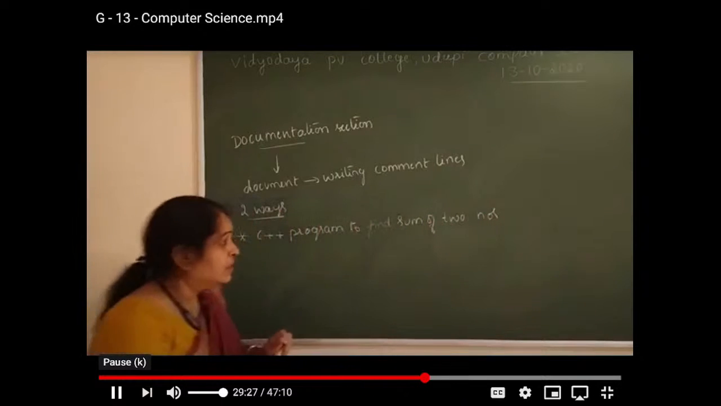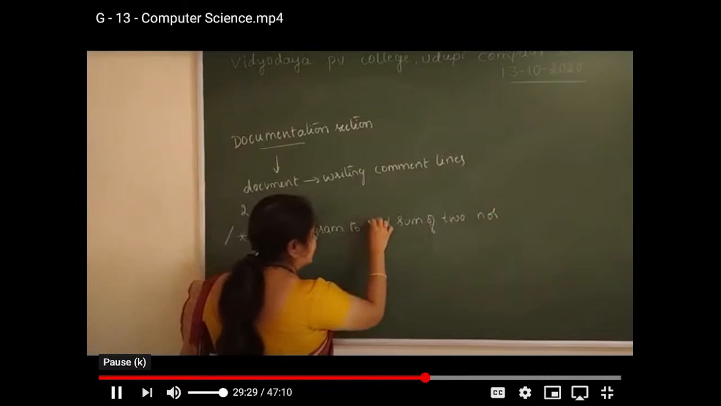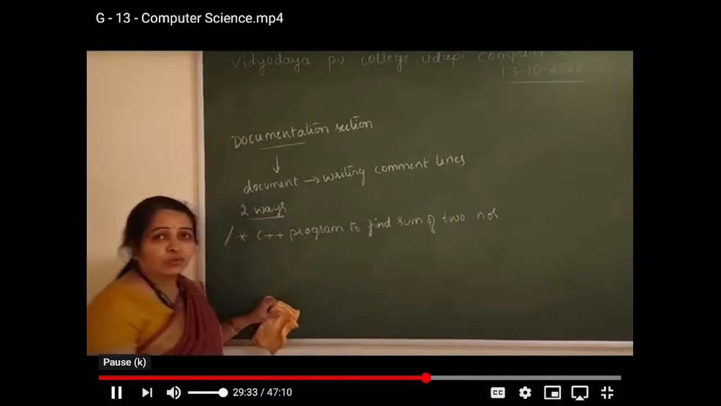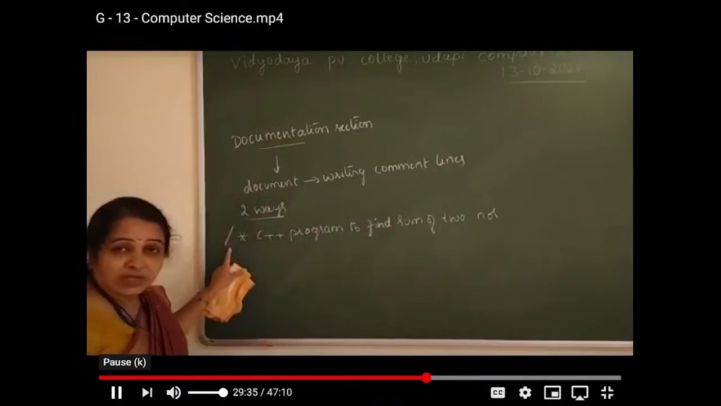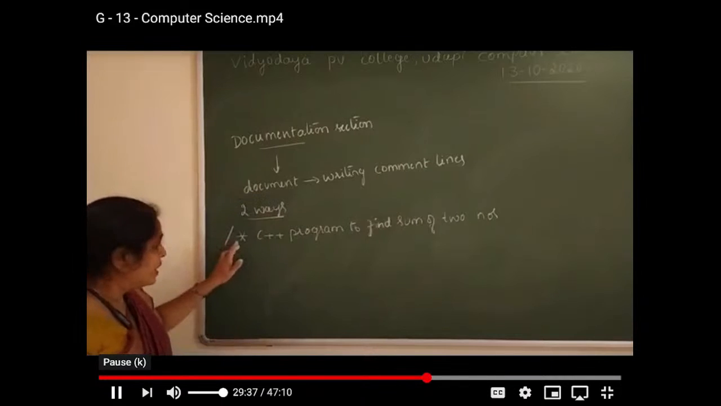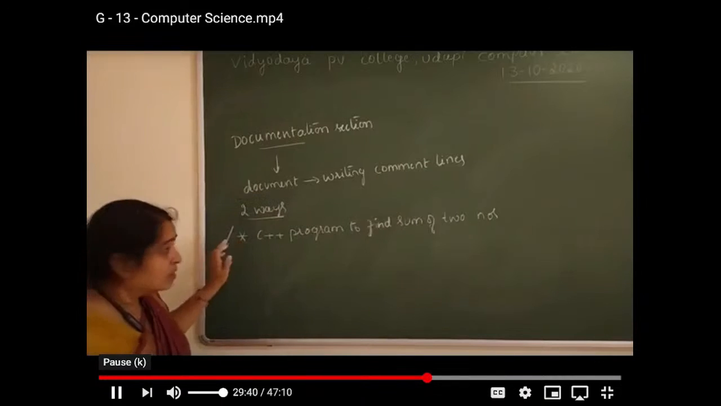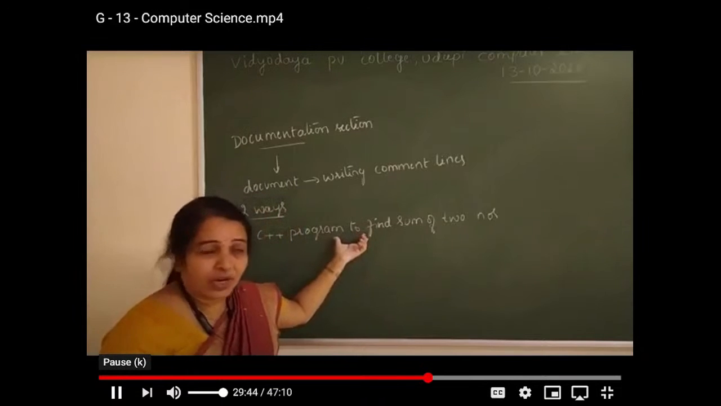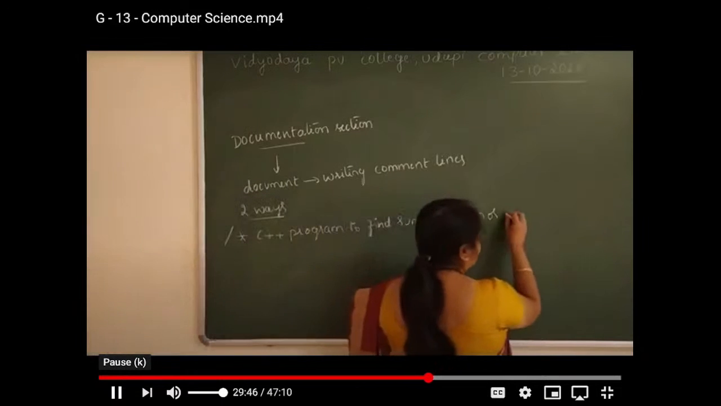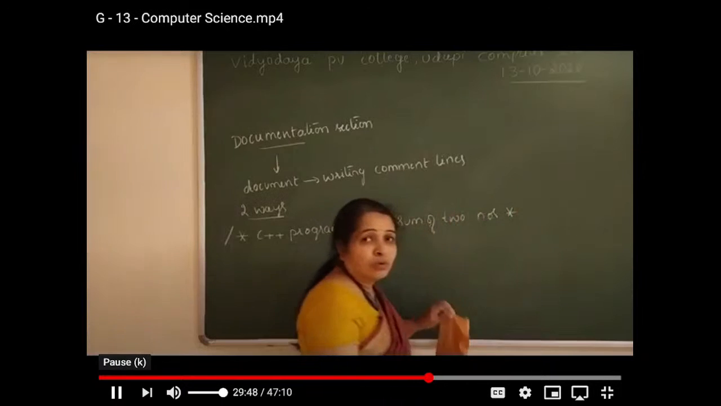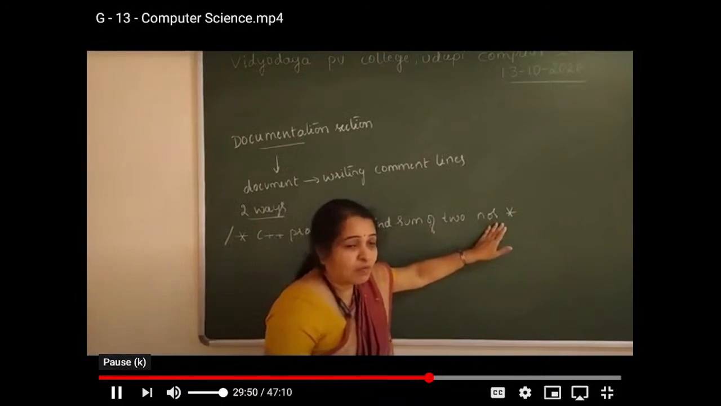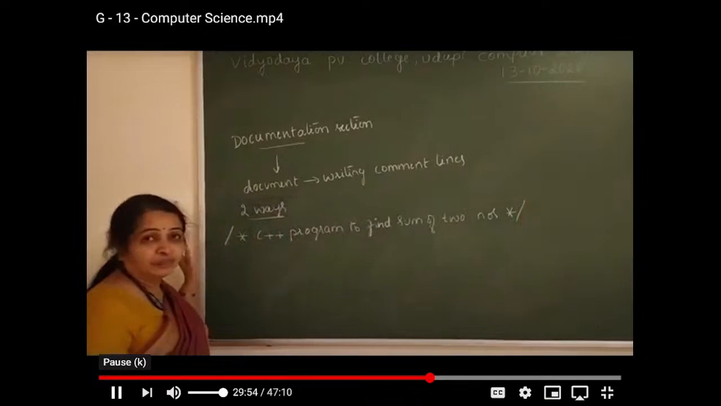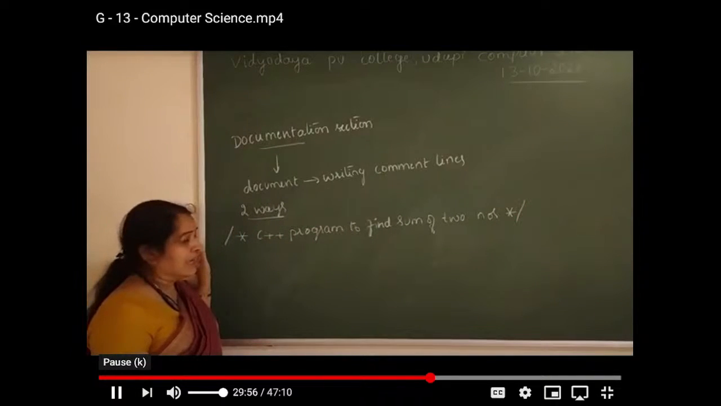If you have to write, you can write like this: C++ program to find sum of two numbers. First slash, then asterisk. Then you write the statement that you have to write. After writing this, you have to close it. How to close it is, put the star mark and then again the slash.